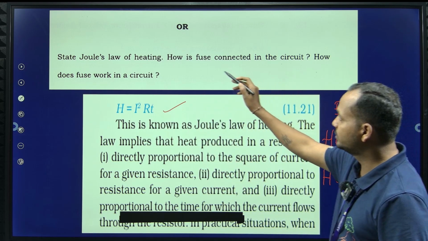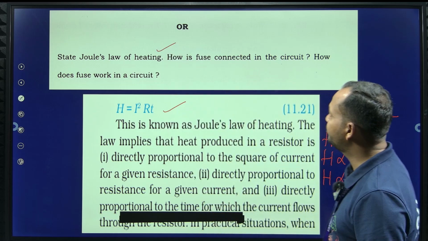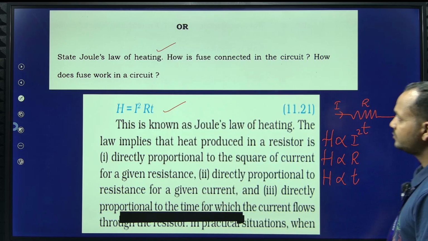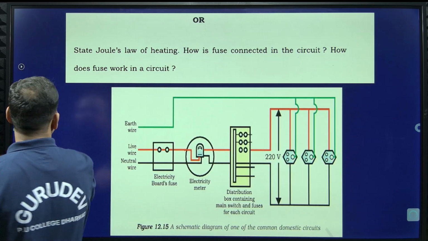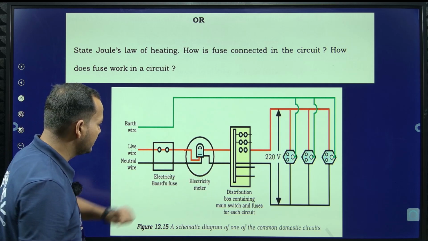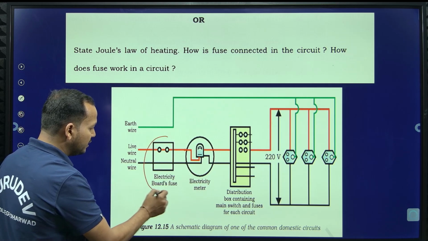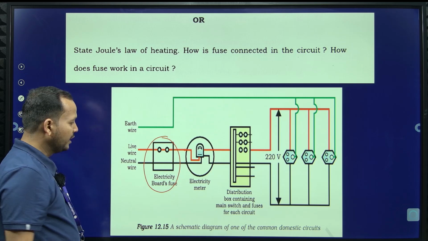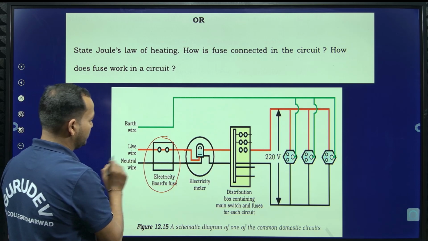Okay guys, so the first question is over now. Now, how is a fuse connected in the circuit? See, this diagram is there in your textbook. Here you can see that the fuse is connected here. The fuse is connected in series with the live wire.